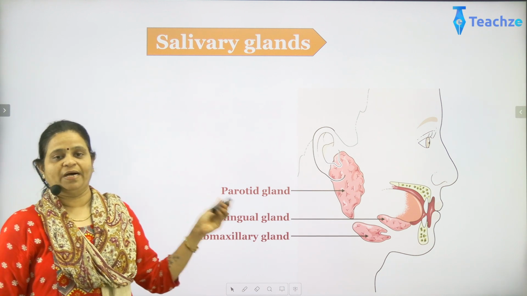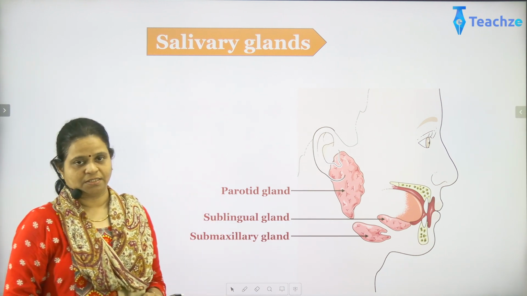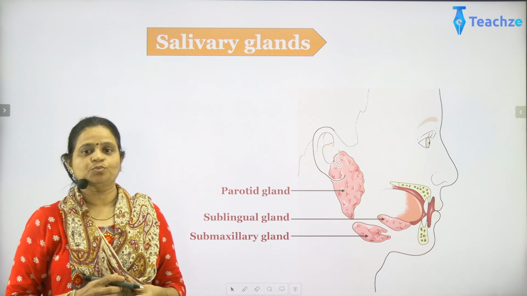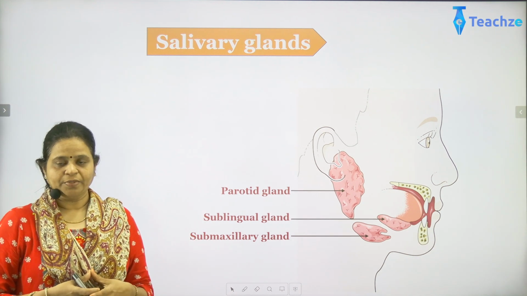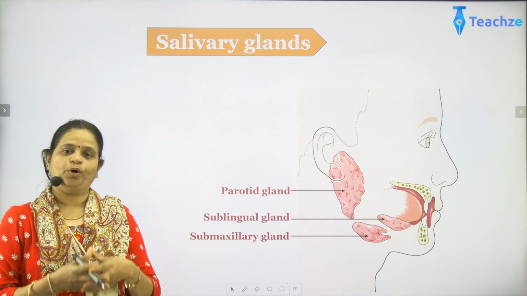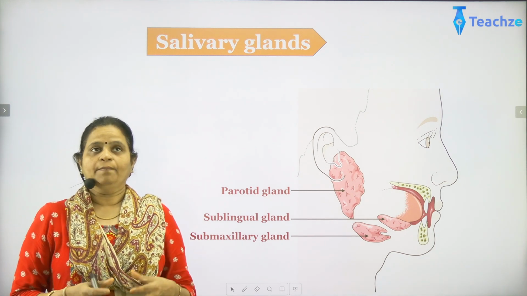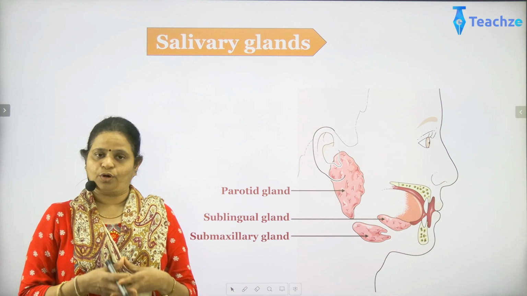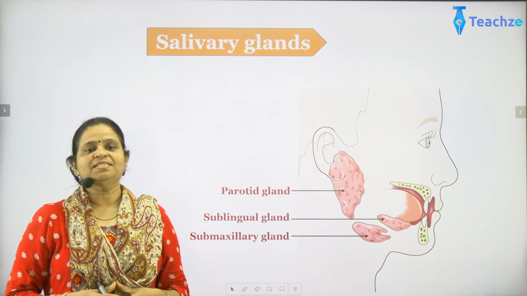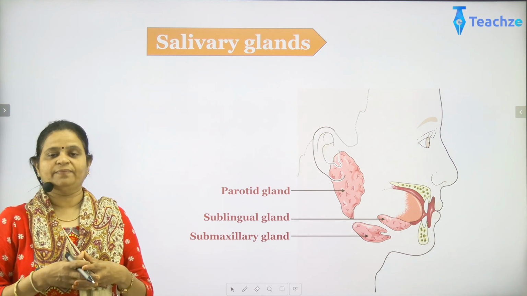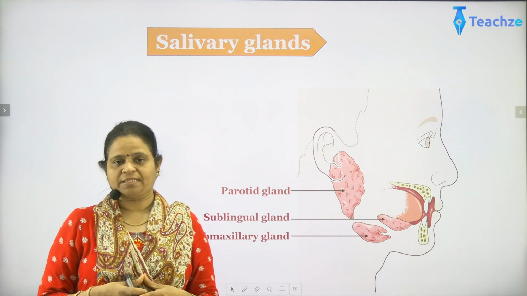Now, what is the function of these salivary glands? They pour out a fluid secretion called saliva, and saliva is very important for the process of digestion because it makes the food very soft and chewy so that it can be pushed through the throat. The enzymes associated with these we will be looking at in the coming session.